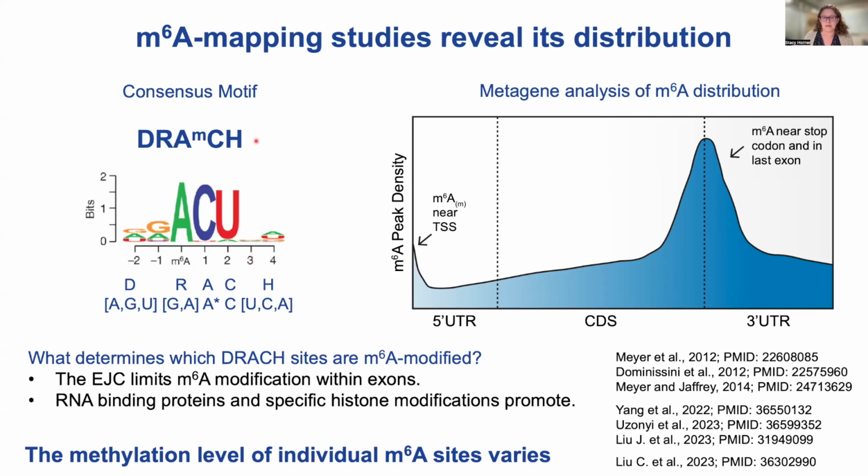This sequence is not unique. And so it seems that the default would be that any one of these GGACUs would get modified, and only if it's bound by a protein would it not get modified. My guess is it's probably a little more complicated than that, especially under some sort of dynamic settings like a viral infection, immune response, or stress response, but this is the best data that we have. We also know that the methylation level of any individual M6A site varies, and I'll show you a slide about that in just a minute.